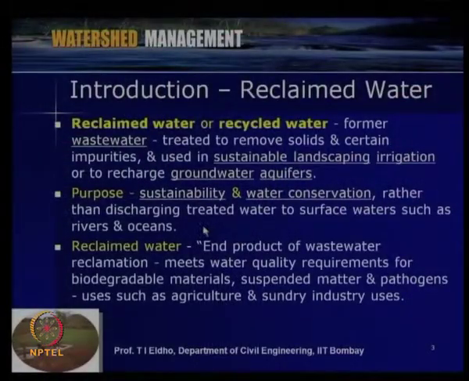When we look into reclaimed water, we can see that the end product of wastewater reclamation meets water quality requirements for biodegradable materials, suspended matter, and pathogens, so that uses such as agriculture and industrial uses can be met with the reclaimed water. As we discussed in the last lecture, we have to see what the intended purpose of using that reclaimed water is, and what the source of the wastewater is, whether it is coming from domestic sources or industrial sources, and how much treatment is to be given. So we have to work out what kind of treatment to be given and what type of reuse will be possible.